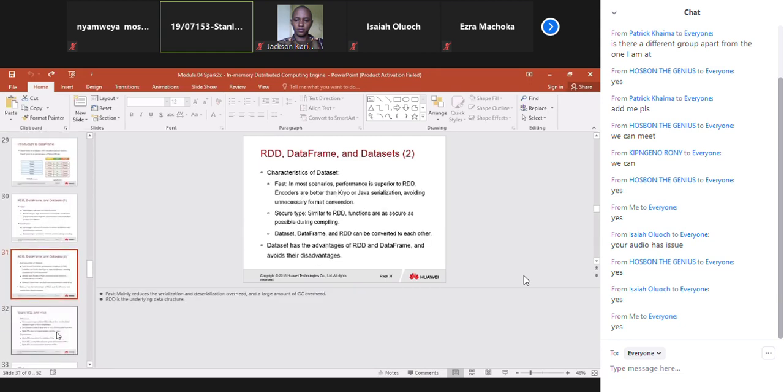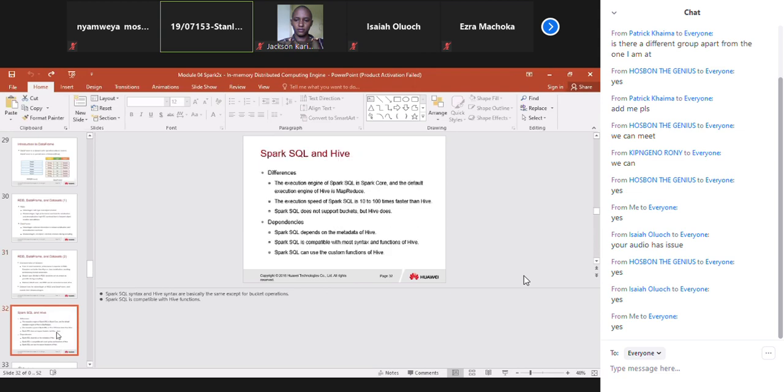Again, characteristics of data set. These I know you can read them. They are fast, secure, etc. Then we have Spark SQL, the differences, and Hive.